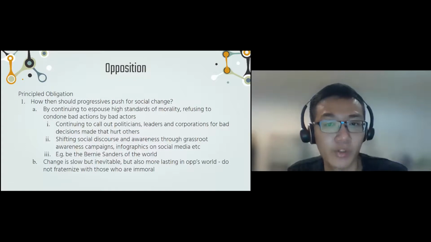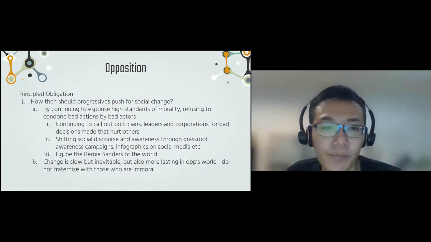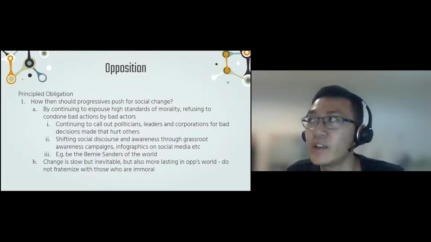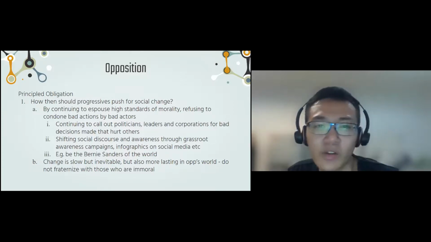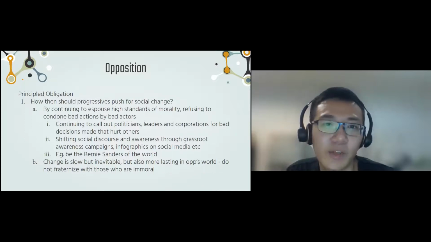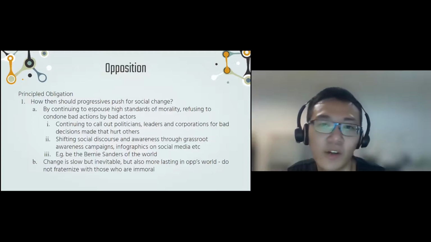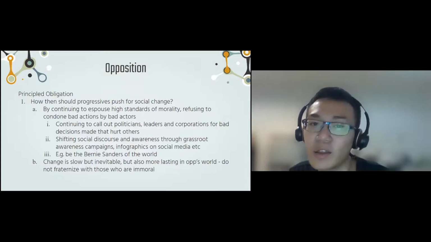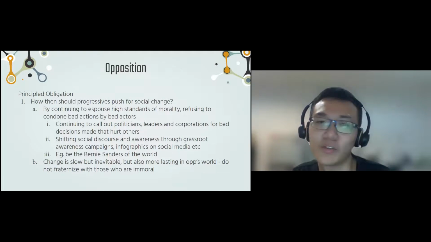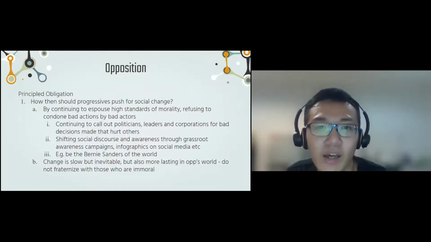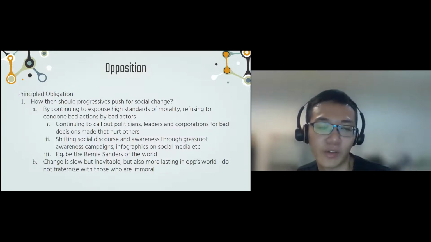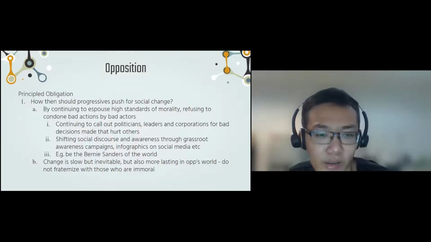So how then should progressives push for social change? It looks like continuing to espouse very high standards of morality, refusing to condone bad actions by bad actors, continuing to call out politicians, leaders, and corporations for bad decisions that hurt others, like the Kellogg company in the US, the one that produces breakfast cereals. 14,000 of their workers are on strike now because the company has actually increased its profitability during the COVID pandemic while workers are paid less, and a lot of them have been laid off. So they are striking now, and people are calling out the company for exploitative labor practices.